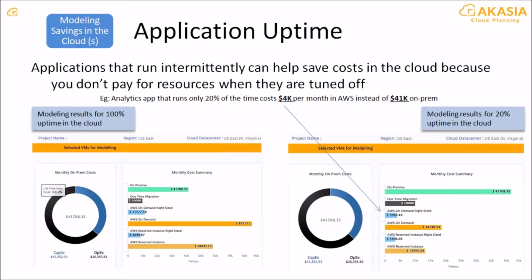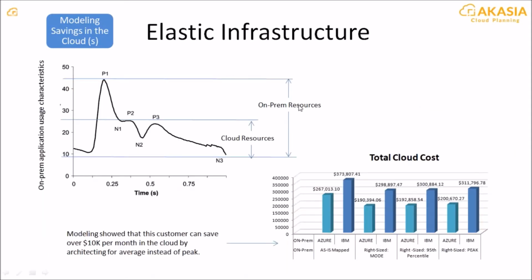So using that feature, they found that the application would cost only $4,000 a month in AWS instead of the $41,000 that they were paying for it on-prem. So they saved a good 90+% on this application by moving it to the cloud. This is one very cool way of saving using application uptime.